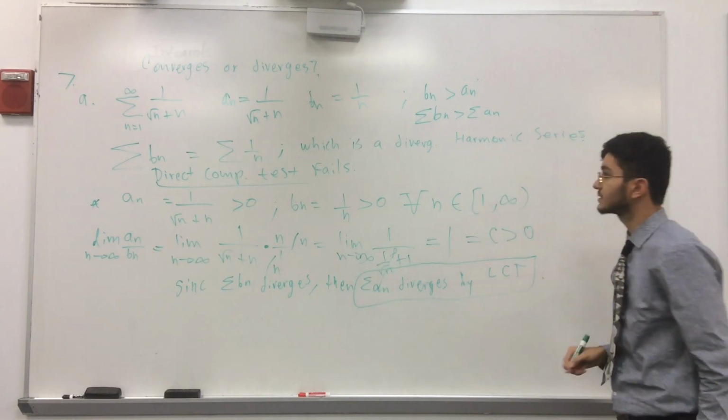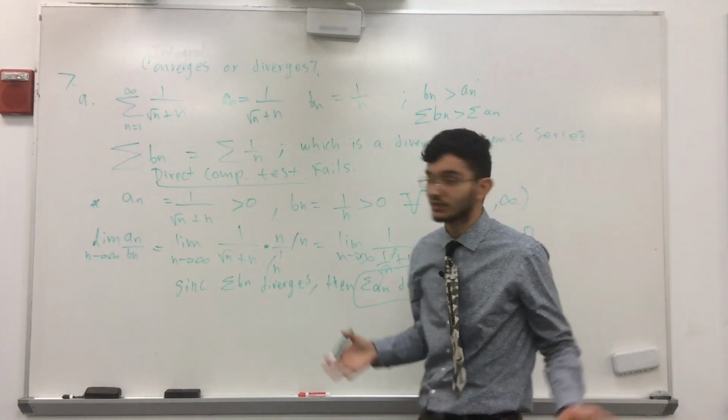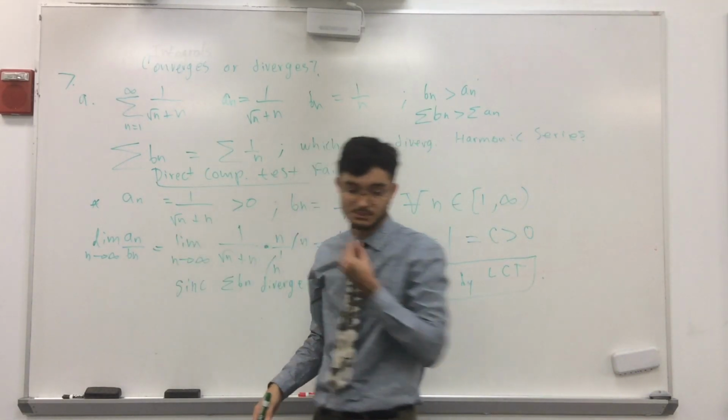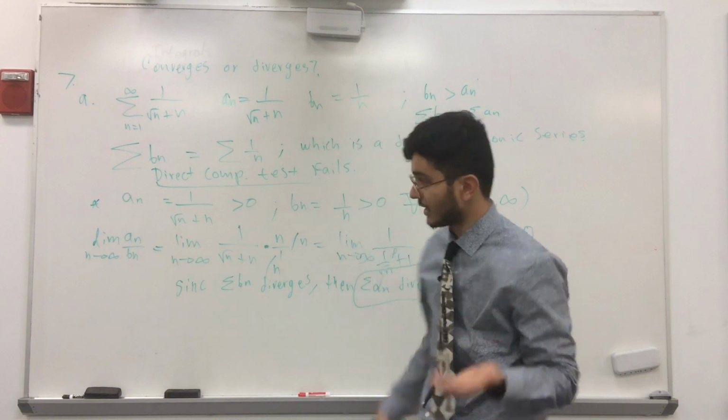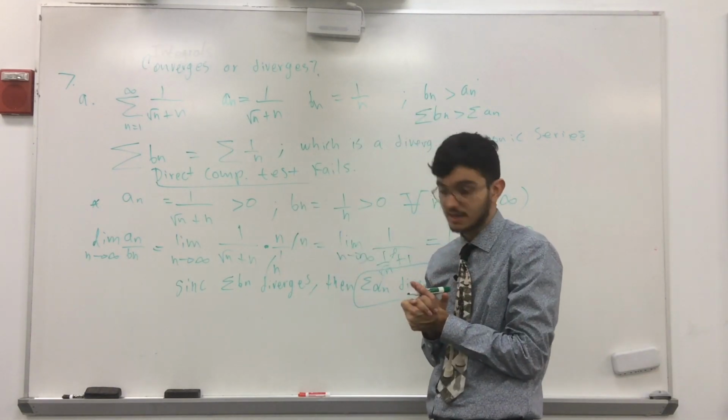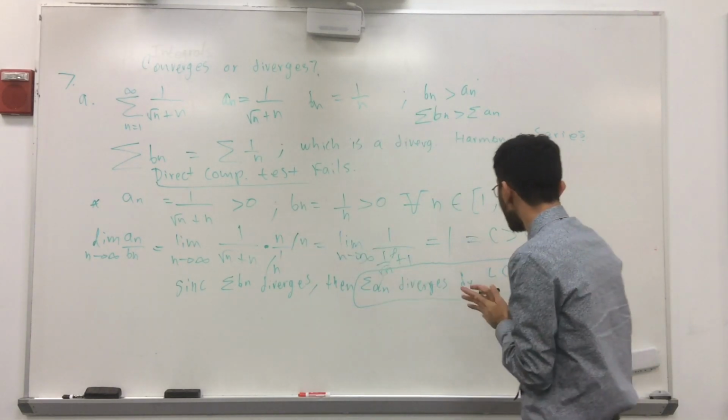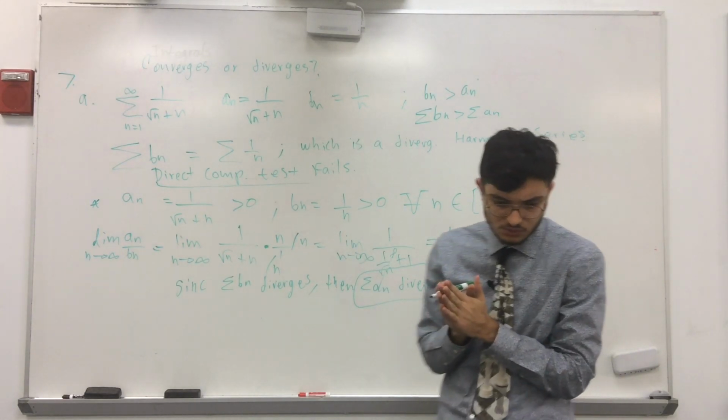So this is the answer. This simply diverges. It's clear. It's 1 over the square root of n plus n, which the highest power is just n to the first power, right? That's just 1. All right, let's move on to part B.